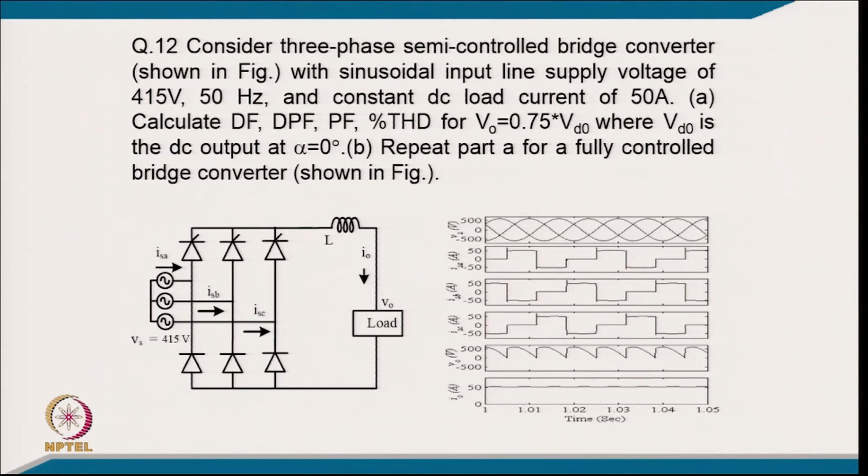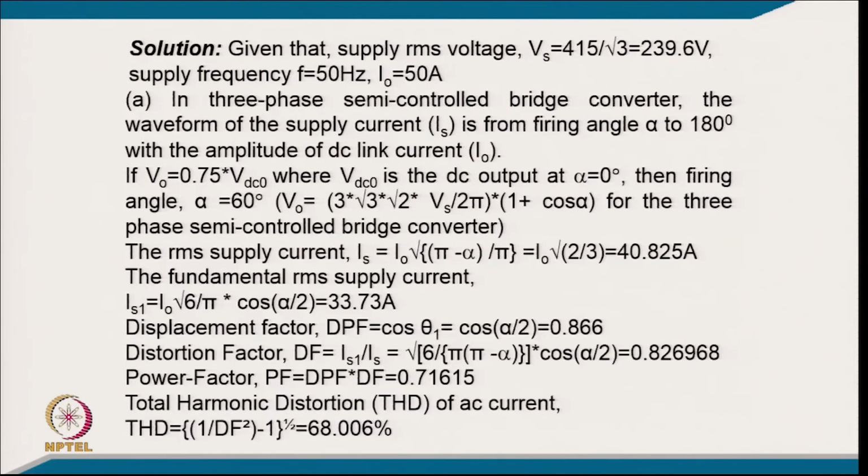So, in this case you can see the current here, typically the kind of current because of the semi converter. These are the 3 supply currents and this output voltage, and this is the output constant current. So, given that the supply voltage is 415 by root 3, 239.6 volt, supply frequency 50 hertz and output current of 50 ampere. In this semi controlled converter, the waveform of supply current is from firing angle alpha to 180 degree with the amplitude of DC current, VO equal to 0.75 VDC0, where VDC0 is the DC voltage at alpha equal to 0, then the firing angle of alpha equal to 60 degree.